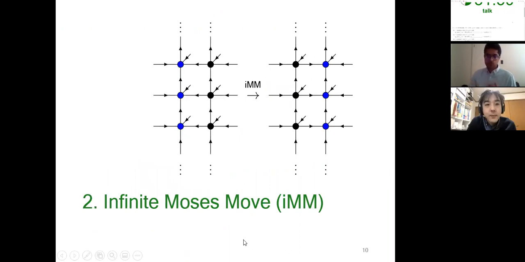Now I want to go into detail about how we actually do this infinite Moses move, which is shown pictorially at the top. Our goal is to take 2 columns. The left one is the orthogonality column, which is just an infinite MPS, and then we have an isometric infinite column to the right, and then perform the infinite Moses move, which moves this orthogonality column to the right.